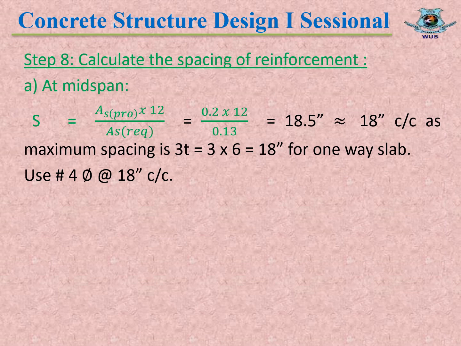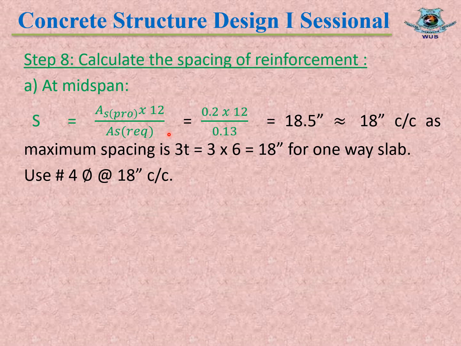Now we need to calculate spacing for steel area. At mid span, steel area equal to 0.13 inch square and spacing is equal to As provided into 12 divided by As required. In slab, normally number 3 to number 5 bar are used as flexural steel, and here we have provided number 4 bar whose area is 0.20 inch square.